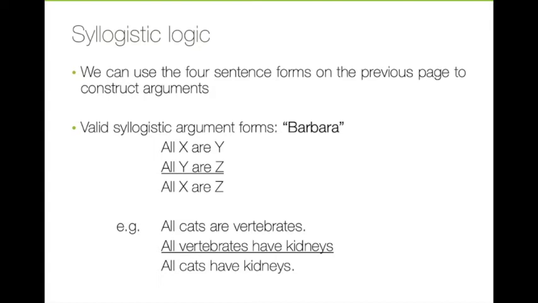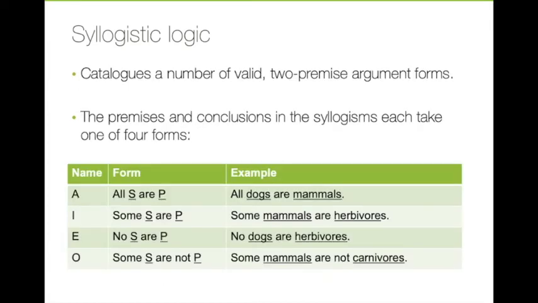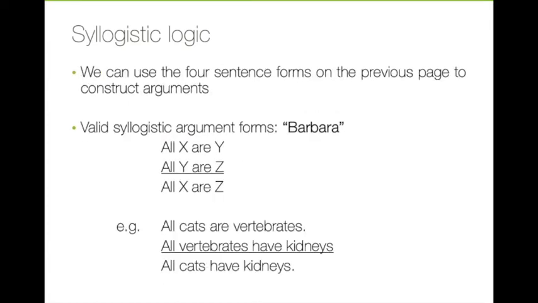Each of these statements is of the form A. So it's all X are Y. That's of the form A that we just looked at. All S are P. All X are Y. All Y are Z. From those 2 premises, we can conclude that all X are Z. So we get the order of the statements A, A, A. That's the vowels in Barbara. That's how it gets its name.